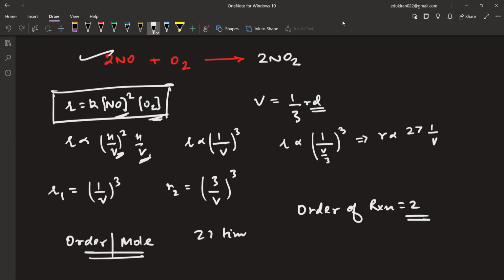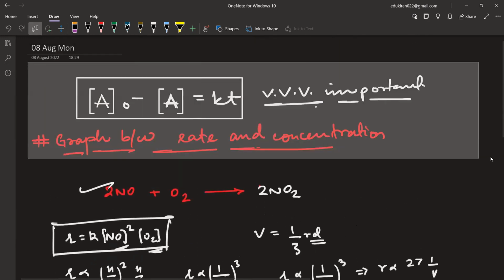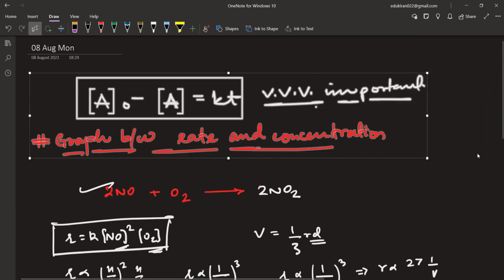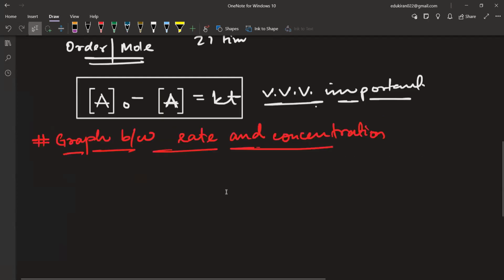And in today's class, we are going to do the integrated rate law equation. Okay, because we have got this after integration, na? So this is the integrated rate law equation for zero order reaction. Now the graph between rate and concentration of reactant. So this is the first graph.